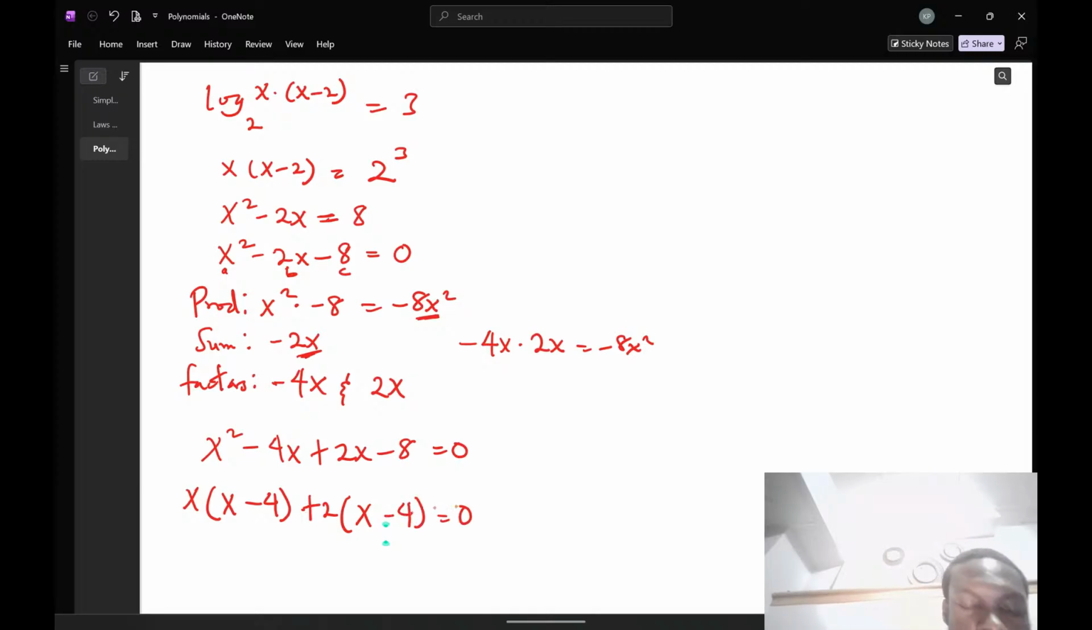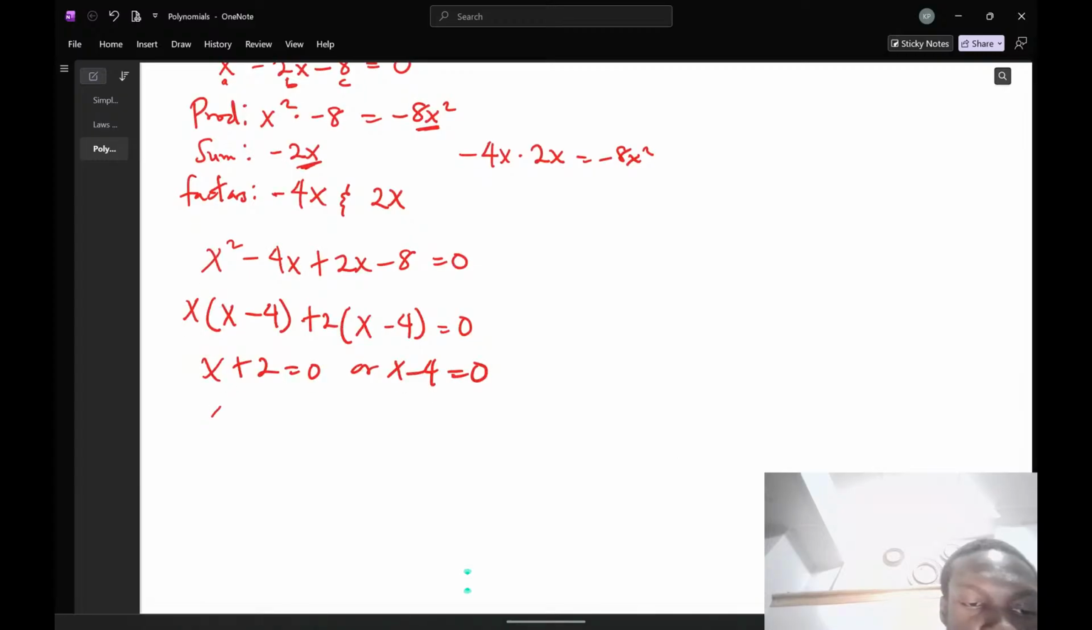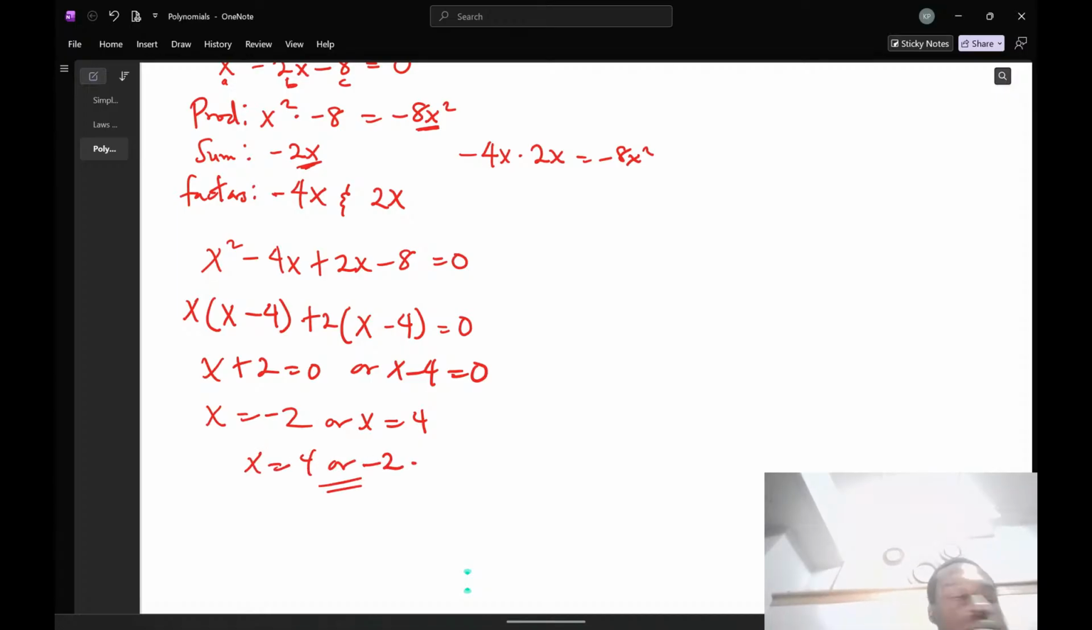Okay, so we have x plus 2 is equals to 0, or x minus 4 is equals to 0. Okay, so that will be x is equals to minus 2, or x is equals to 4. Okay, so x is equals to 4 or minus 2.